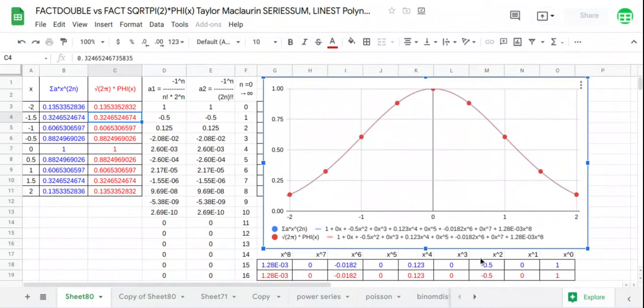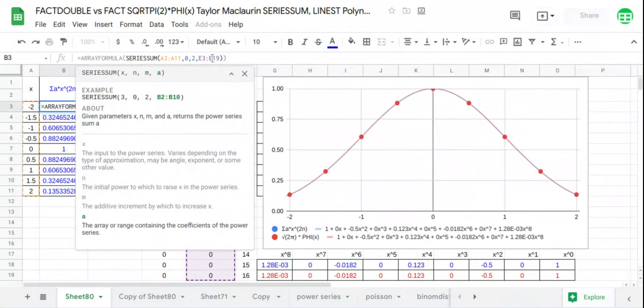We compare with the coefficients, that is the coefficient of x to the 0, that's 1. Coefficient of x, 0. Coefficient of x squared, minus 0.5. Coefficient of x cubed, 0. Coefficient of x to the 4th, 0.123. Coefficient of x to the 5th, 0. Coefficient of x to the 6th, negative 0.0182. Coefficient of x to the 7th, 0. Coefficient of x to the 8th, that is 1.23 times 10 to the minus 3. That's because in the expansion we use the double factorial.